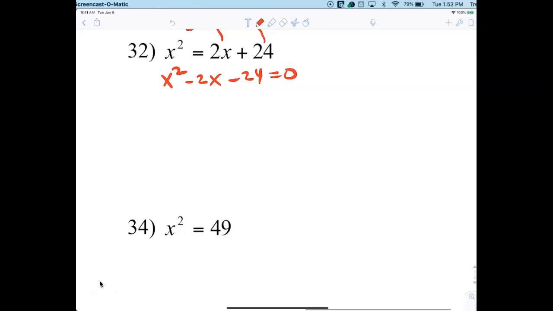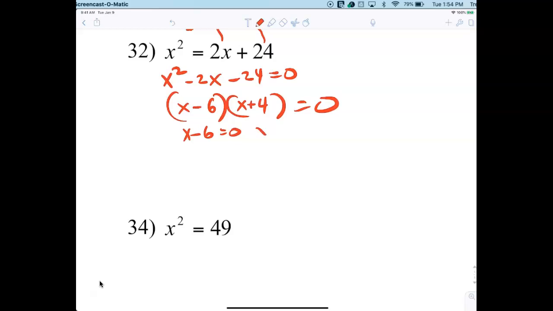And now what do I do? X and x, factors of 24 that make 2. 6 and 4. What type of 6 and what type of 4? Negative 6, positive 4. Yep. Set them equal to 0. So x equals 6 or x equals negative 4. Everybody good? Everybody happy?